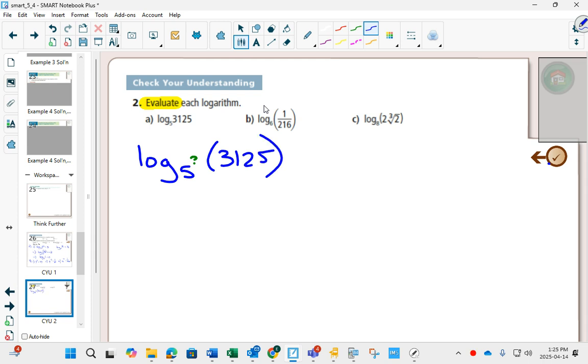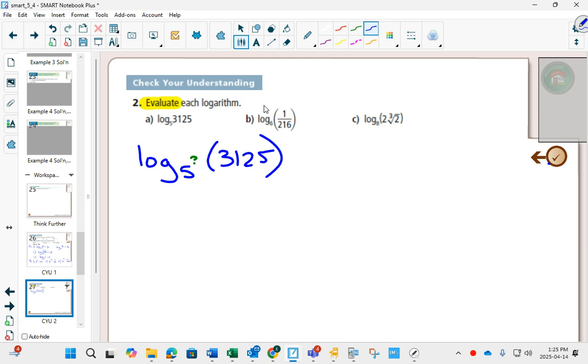Right? When I'm asked to find log base 5 of 3,125, I imagine a little question mark there. I'm looking for the exponent. 5 to what exponent is 3,125? And sometimes this will be as easy as seeing it on your powers chart. This one is just off of our powers chart. I don't think we wrote this down as a power of 5.